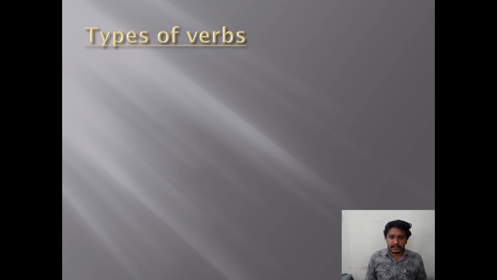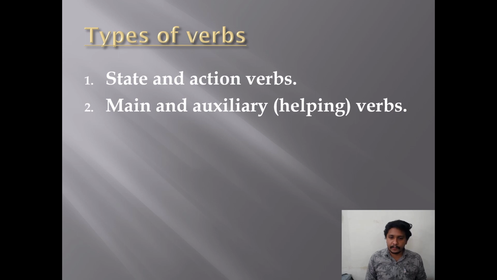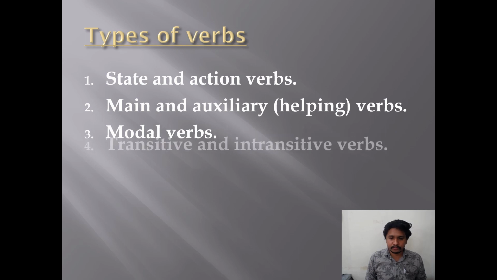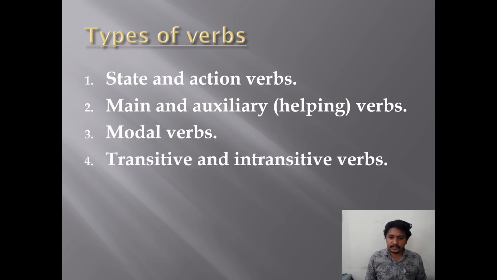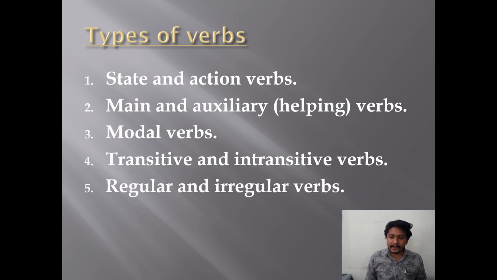Now let's see the types of verbs which we are going to learn in this class. First one is state and action verbs. Second one is main and auxiliary verbs. Auxiliary verbs are sometimes called helping verbs. Third one, modal verbs. Fourth one, transitive and intransitive verbs. And the fifth one, regular and irregular verbs. These 5 kinds of verbs we are going to learn in this video.